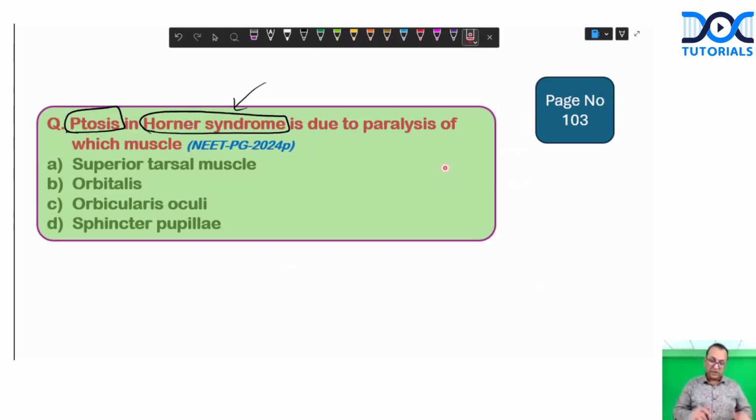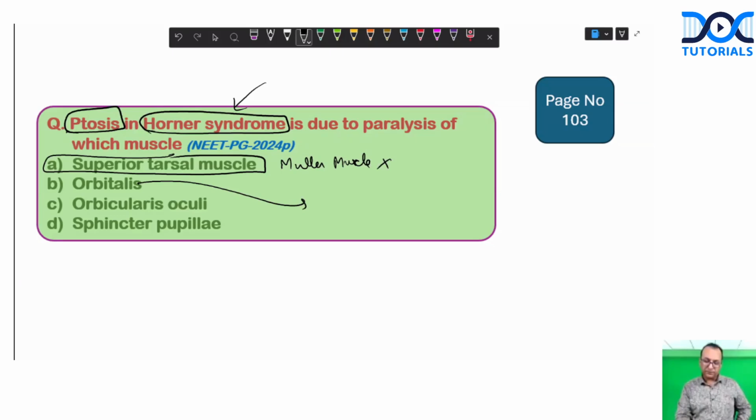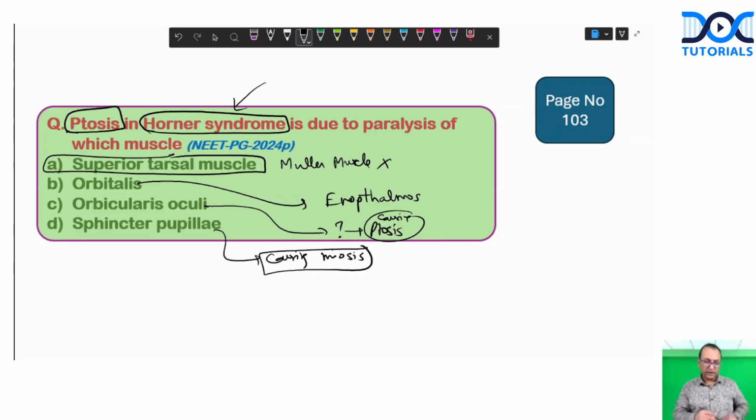So, yes, it is the superior tarsal muscle, which is also a part of Müller's muscle. It was not working, that is why there is ptosis. If the orbitalis is affected, there will be enophthalmos, which is the sunken eyeball. And orbicularis oculi is anyway out. The sphincter pupillae was causing miosis because the dilator pupillae is not working.